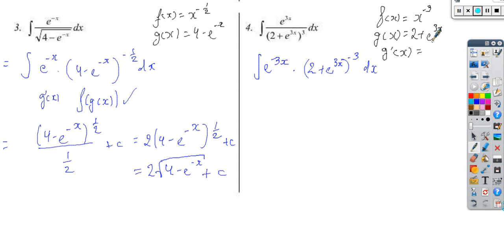And by the way, maybe we can do g prime of x together for this one. Okay, the 2 gives 0, and this chain rule here, mini chain rule for this one, e to the power of 3x multiplied by the derivative of the inside, so 3 times e to the power of 3x. Okay, so let's go ahead. That equals integral of e to the power of 3x, I copy it out for the moment, times 2 plus e to the power of 3x to the power of minus 3 dx. Now I've just done g prime of x here.